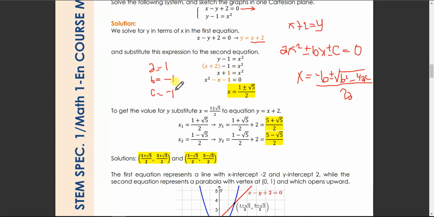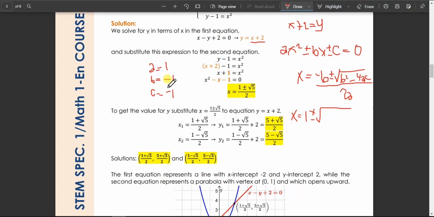So, kani siya nga mga values sa imong ABC, mo-substitute dere to get your x. So, that is equal to negative b. Negative b, that is negative of negative 1, which will become positive 1. Then, plus, minus, the square root of b squared. So, this is your b. So, you square negative 1, that is positive 1. Minus 4 times a, our a is 1, and our c is negative 1, divided by 2 times a, which is 1.